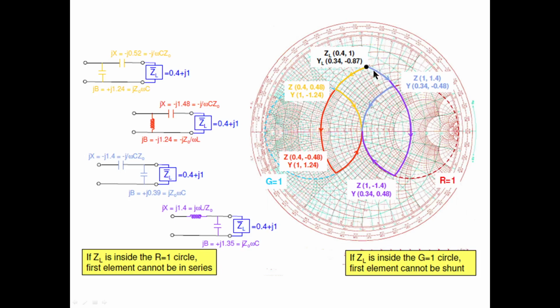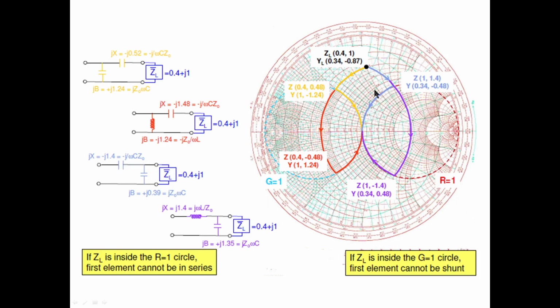Moving over a conductance circle adds a capacitor in shunt, and moving again adds the series element. This color is the component color here. So shunt capacitor, and from here we switch to the resistance circle and move over it, so it adds a capacitor in series. Capacitor shunt, capacitor series. That is one solution.